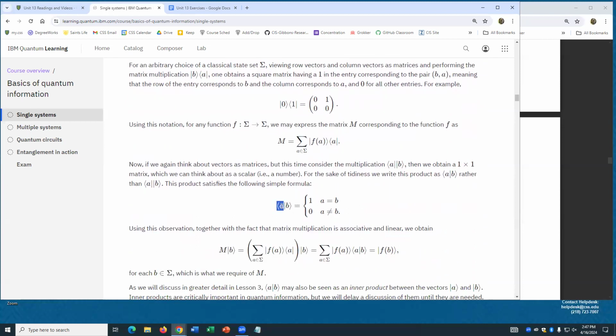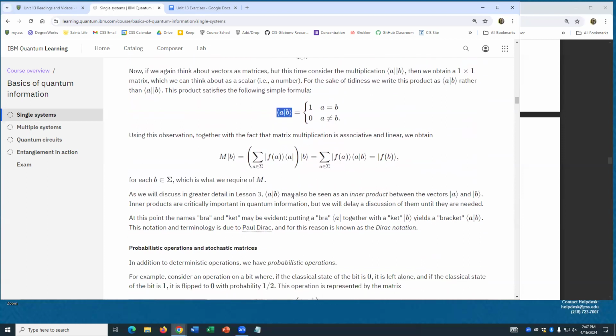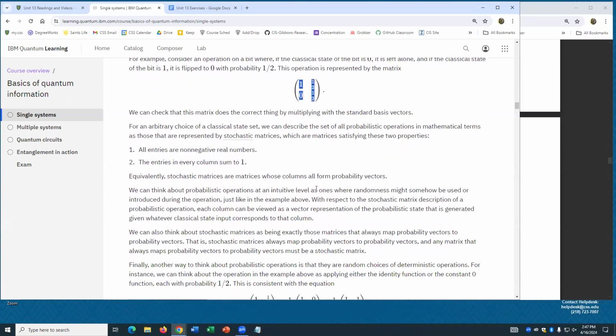This is the bracket, and this is the ket part of this bracket notation, and we often can denote a formula or a function with this bracket notation for things. And again, we're often then building these things up into this sort of matrix multiplication.